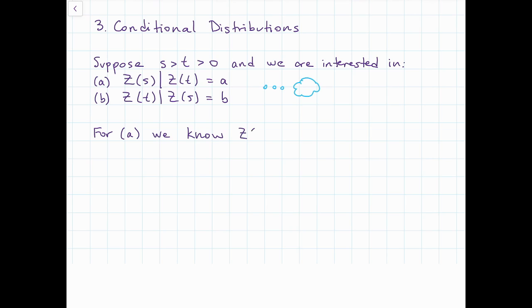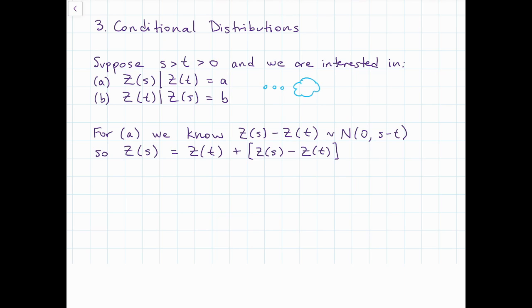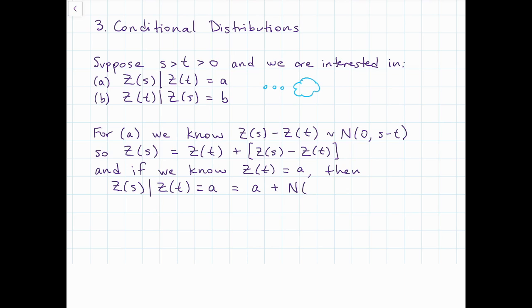For a, we already know that the distribution of the increment, z of s minus z of t, is going to be normal with mean 0 and variance s minus t. And so we could just write z of s as z of t plus that increment. And then if we're conditioning on z of t equaling a, then that value is fixed. So then z of s, given this condition, is just going to be a plus this normally distributed amount with mean 0 and variance s minus t. So altogether, that's going to have a distribution with mean a and variance s minus t.